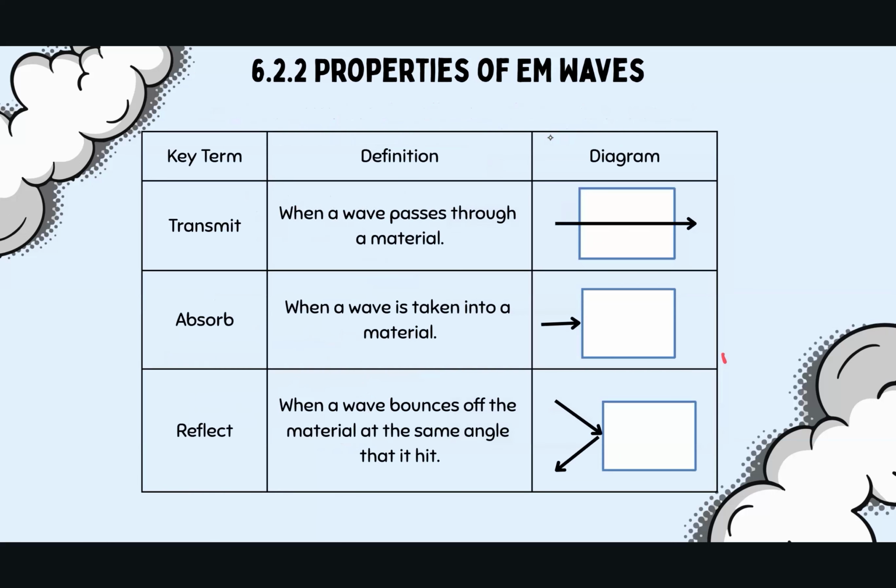So this is what we covered before. EM waves, they can transmit, in other words, go through something. So they can go through, for example, a window. They can be absorbed, and they can also be reflected. So all three things happen.